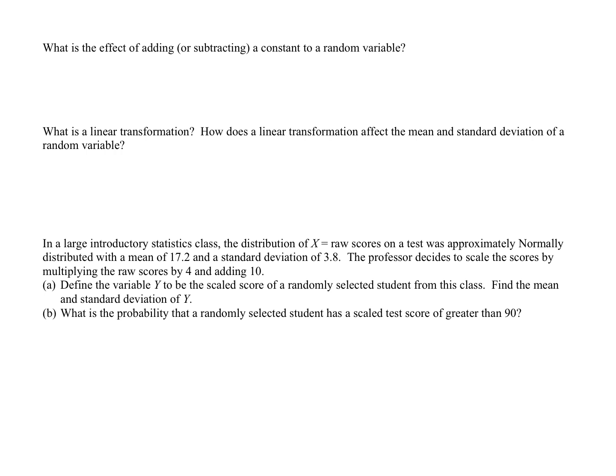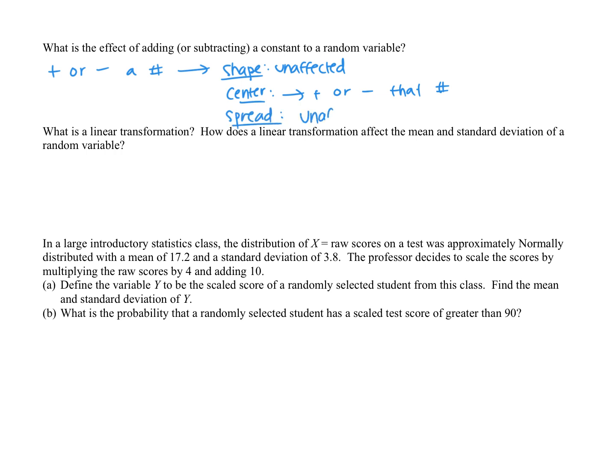So writing that down on the next page, what is the effect of adding or subtracting a constant? If we add or subtract a number, the shape is unaffected. The center, we add or subtract that number. So we added 100, which means our mean was affected by 100. And then the spread is unaffected.